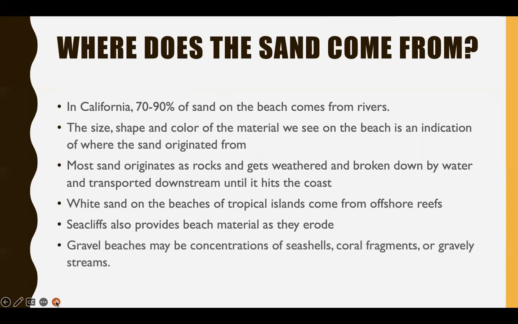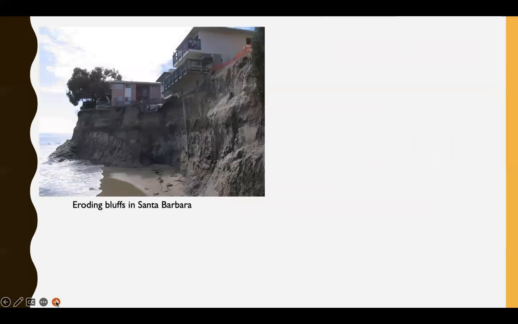Gravel beaches come from a lot of gravelly streams. So up in Oregon, there's a ton of gravel that comes down the streams. And so that sand can be a lot more coarse right next to the river mouth. Or if you are in a tropical area where you have coral fragments and different shells of critters.